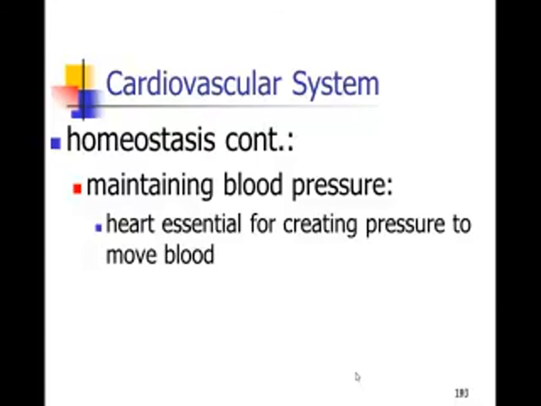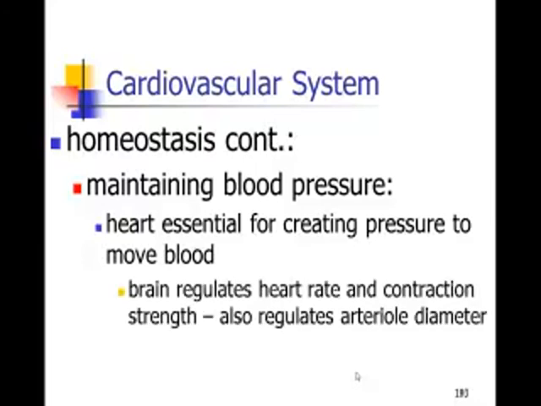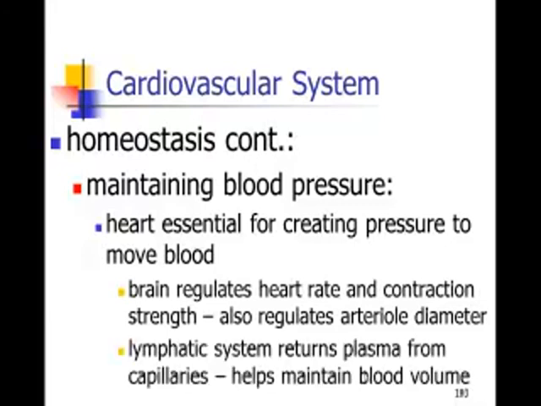Also, maintaining blood pressure. The heart obviously is going to be the major way that we maintain blood pressure. It creates pressure to move the blood, and we have the brain regulating the heart contraction rate and contraction strength. And the brain is going to regulate arterial diameter, which affects the peripheral resistance.